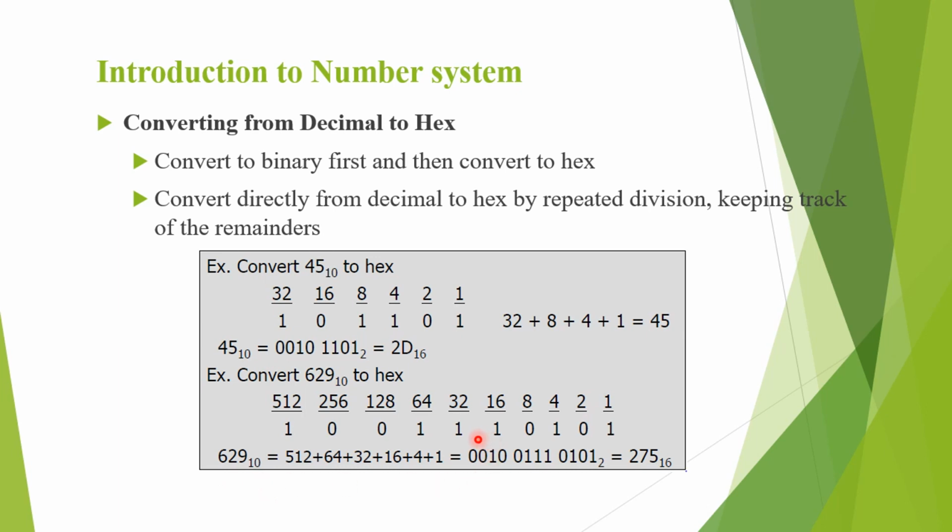And now we can get the hexadecimal representation of it. So 0010, the first group, is nothing but 2. Next we have 0111, its representation is 7. Next we have 0101, its representation is 5. So the 629 decimal number is represented in hexadecimal as 275.